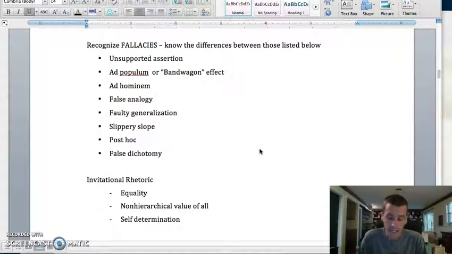Faulty generalization. This is an inductive fallacy. So once again, if you're using inductive reasoning, you're sharing examples and instances and then coming to a conclusion or a generalization based on those. And in a faulty generalization, you're simply drawing conclusions from too few instances. You might take one random example and then apply that to some large claim that you're making, and you're going to need more proof and more examples to back up those claims.